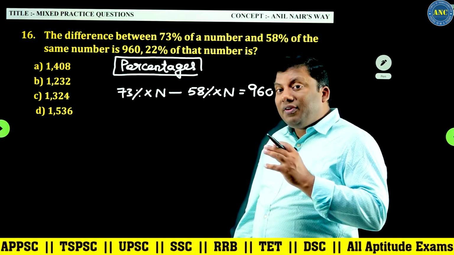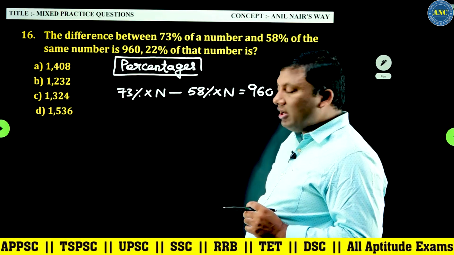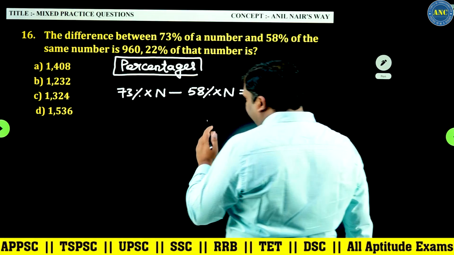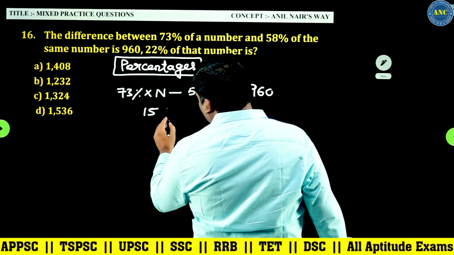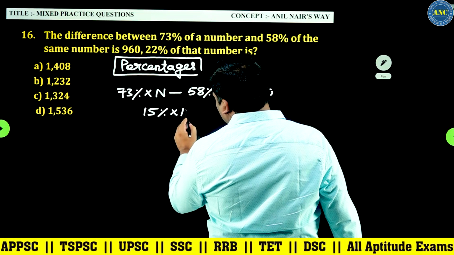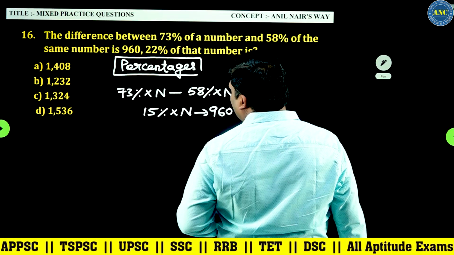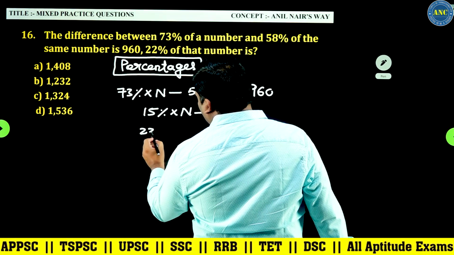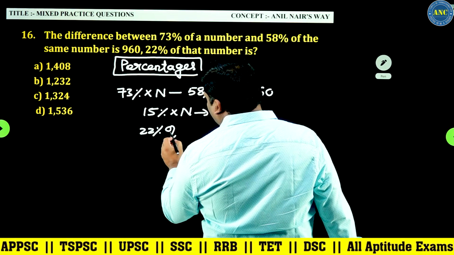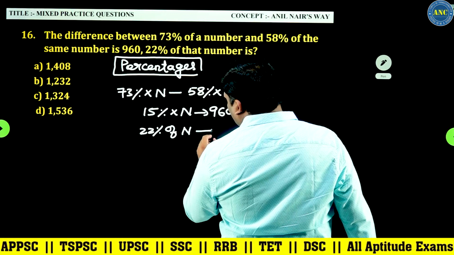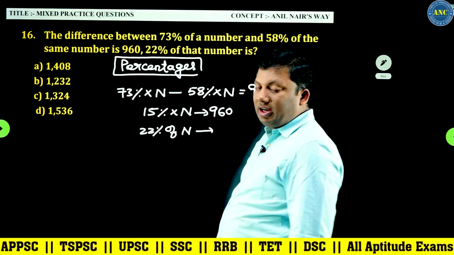73% of a number, 58% of a number. Difference is 960. Difference is 15% of n is 960. 22% of n is how much?